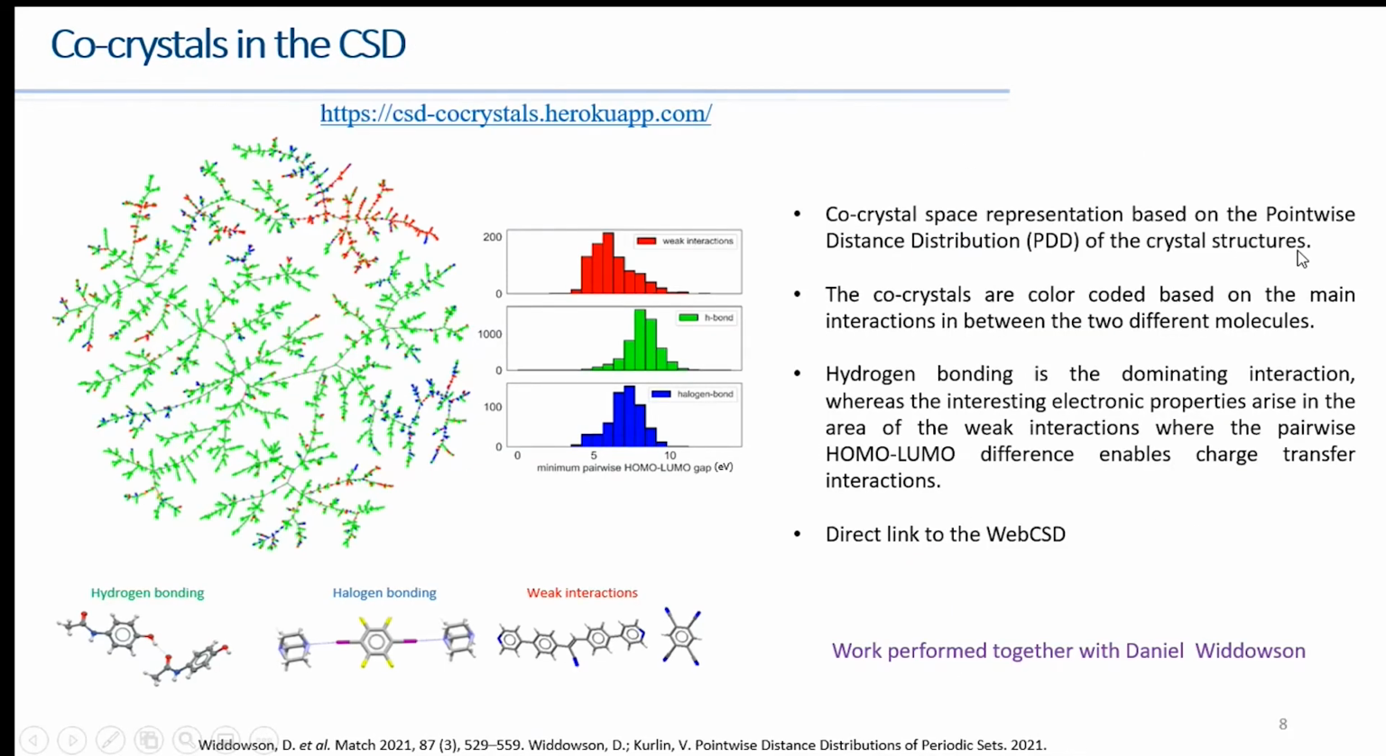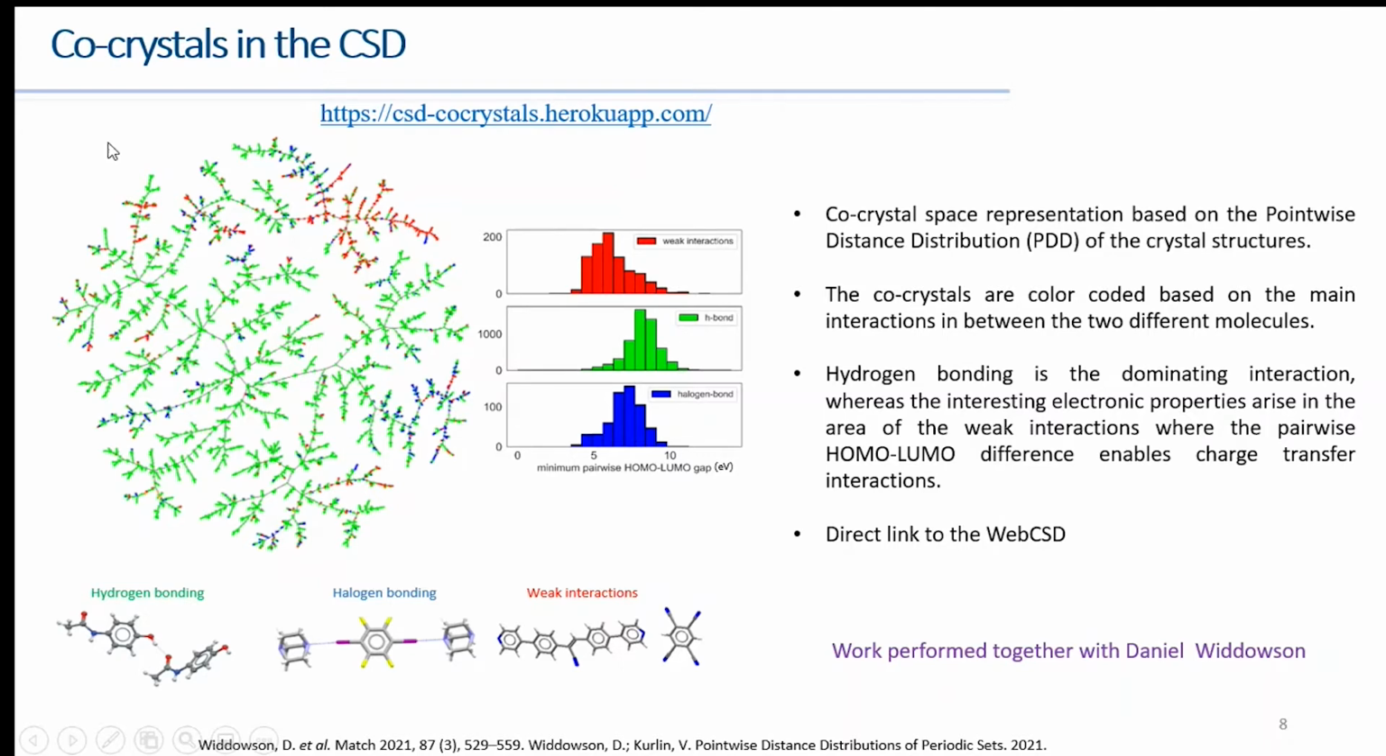In our work, we first started by gathering all the co-crystals in the CSD and observing the trends across it. Here we can see the map of all the co-crystals that exist in the Cambridge Structural Database, color-coded based on the type of interactions that connect the two different molecules. We can see that the largest area is dominated by hydrogen bonding. Most of the co-crystals are because of hydrogen bonding between the two different coformers.